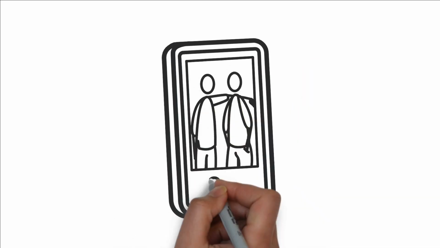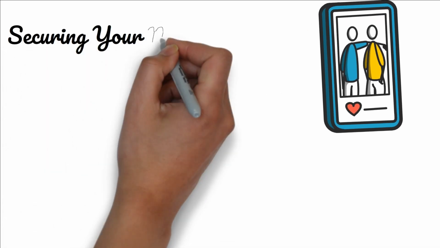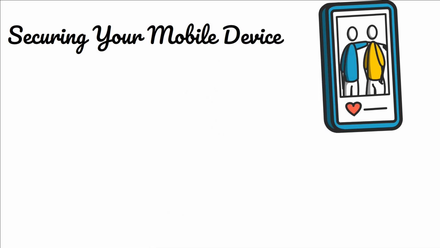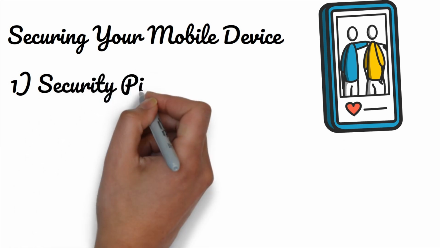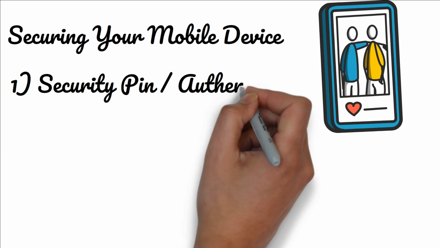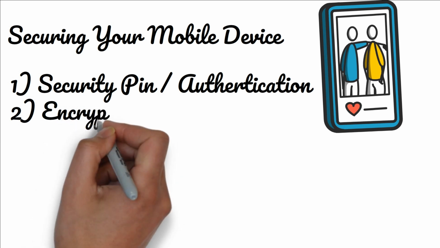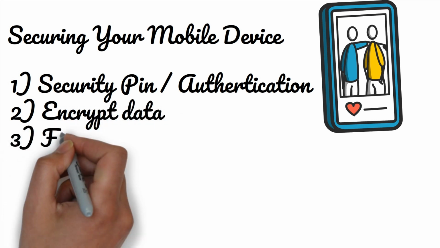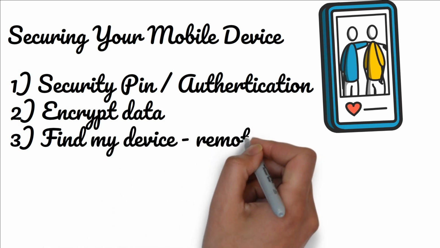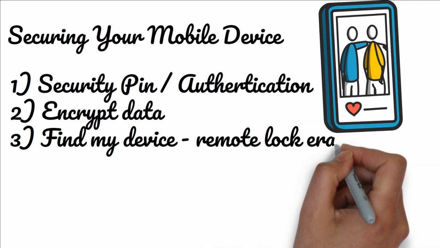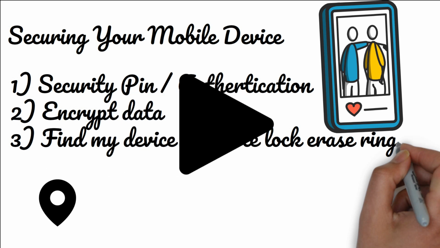Now let us see some basic steps that we can perform on our mobile devices, and let us see how to secure them. The first step, the main step, is to keep a security PIN for authentication. The second step is that you can encrypt your phone data. The third step is to select an option in the settings menu that is Find My Device. This option will help you to remotely locate your device. You can even erase the content of your phone.